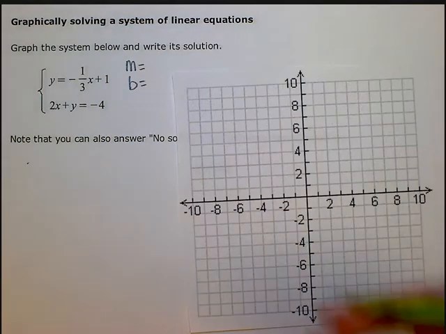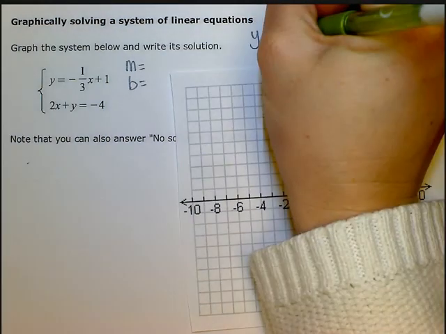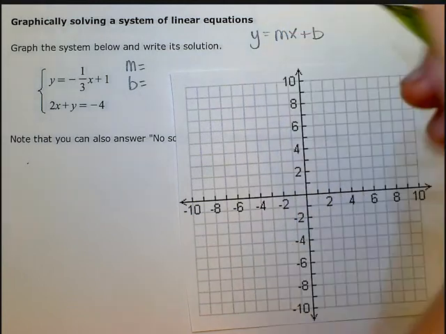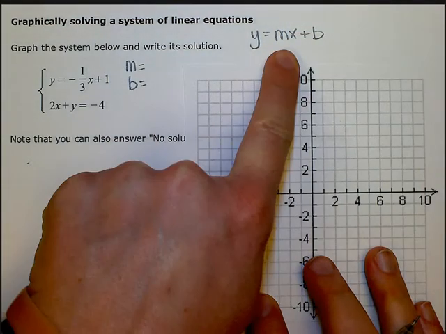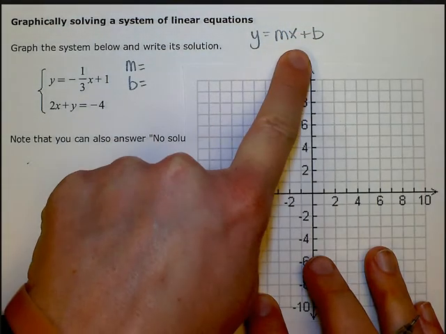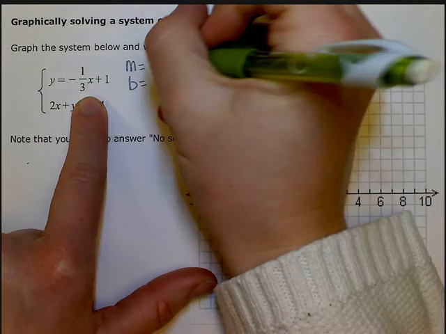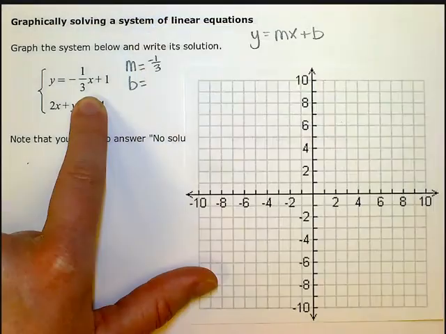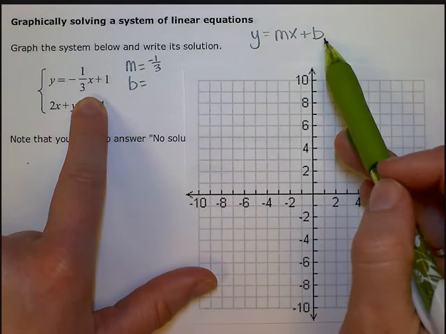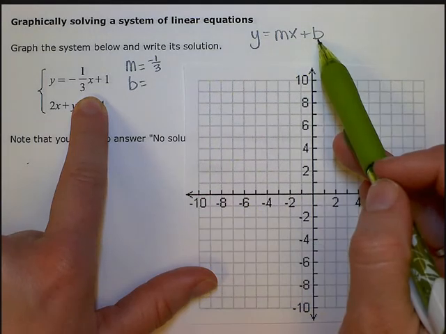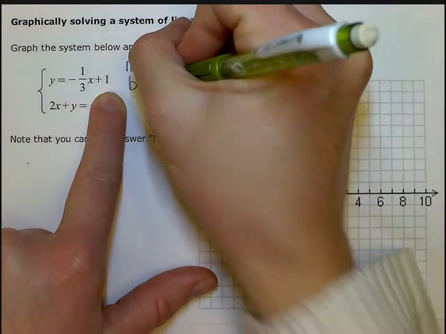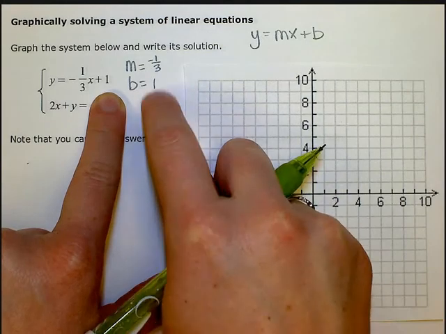So remember that form is y equals mx plus b. So m is always the slope, which is the number in front of the x. So the number in front of the x here is negative 1/3, so that's my m, or my slope. And b is always the constant, or the number by itself. In this case, it's 1. So my y-intercept is 1, and my slope is negative 1/3.